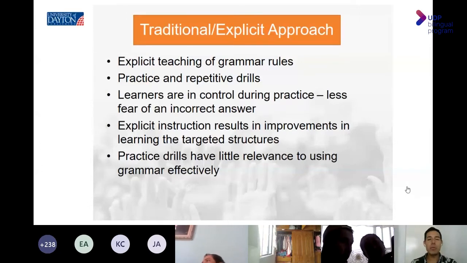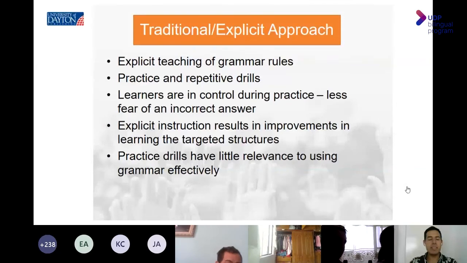Okay, so we can say those are the most distinctive characteristics and features of a traditional explicit approach when it comes to teaching grammar in the classroom. Some of you may be familiar with this because it's a concept that we have heard for many, many years in this profession, which is the PPP.